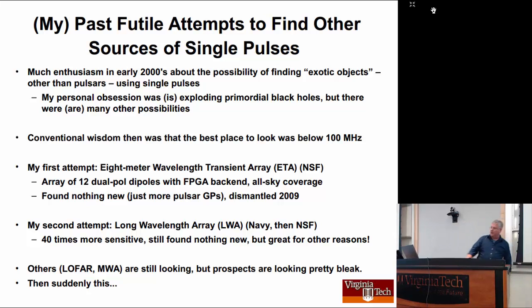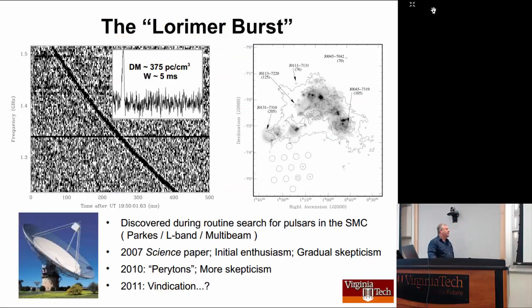Well, then suddenly there was this thing. This thing we call the Lorimer Burst, named after my collaborator, by the way. He's a pulsar guy. He was doing what pulsar guys often do, which is just search for new pulsars, right? So he's running this search at Parkes in New South Wales, Australia, using the Parkes 64-meter instrument, and collected data in 2001, and as is typical, it didn't get analyzed until about 5 or 6 years later.